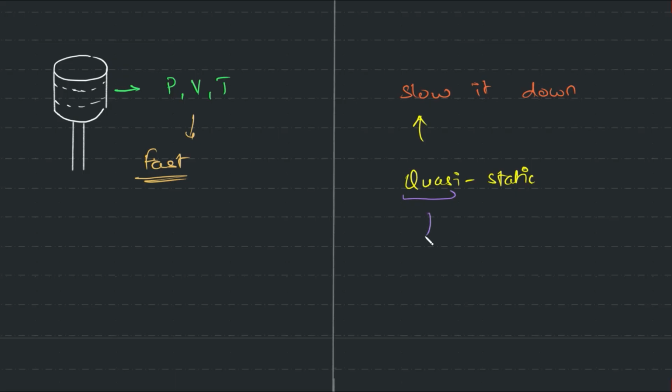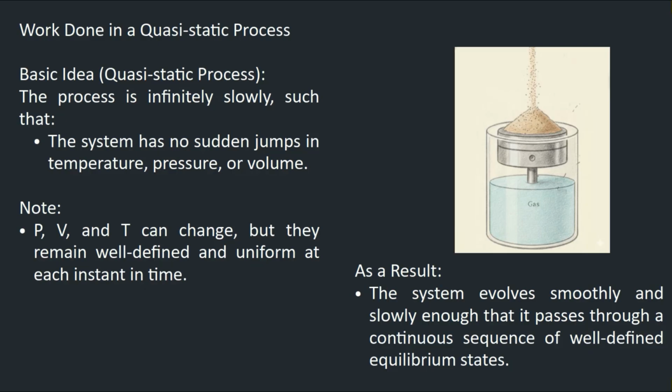Quasi, the word quasi means almost, and static, you guys understand? Static, stationary. So almost stationary, not exactly stationary, but almost stationary. And that is your quasi-static process in thermodynamics. So basic idea over here is the process is infinitely slow. Quasi-static process is infinitely slow such that the system has no sudden jump in temperature, pressure and volume. That's the basic idea.